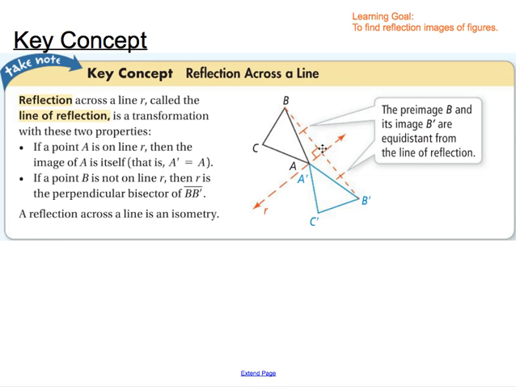So we can see here this is line R. Point B is not on line R. So it's reflected an equal distance across the line, and it's at a 90-degree angle. As with what we studied about translations, a reflection across a line is also an isometry, meaning that it maintains congruence.